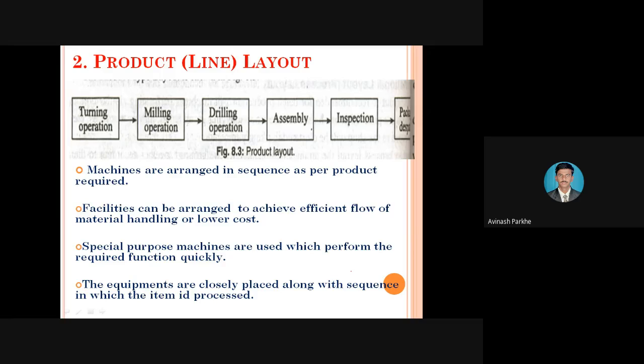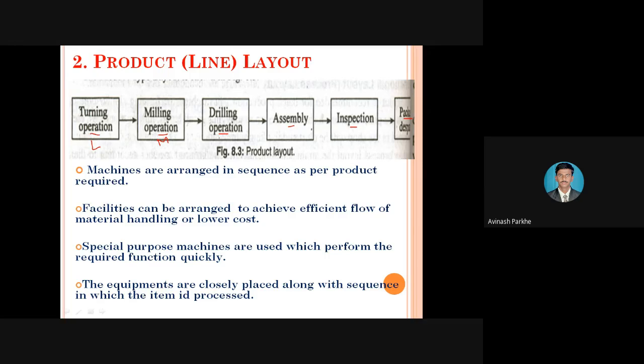But again, through this particular figure you can see the first one is a turning operation, then milling operation, then drilling operation, then assembly, then inspection, and then dispatch. Through this block diagram we can easily understand that the sequence of machine or the sequence of operation is totally fixed. Turning operation will be performed by the lathe machine, milling operation by the milling machine only, and drilling operation by the drilling machine only. Then I will do the assembly, then I will go for the inspection, and at the end dispatch will take place.